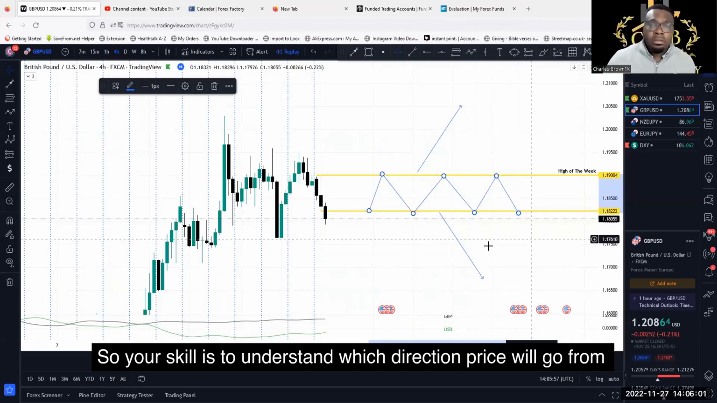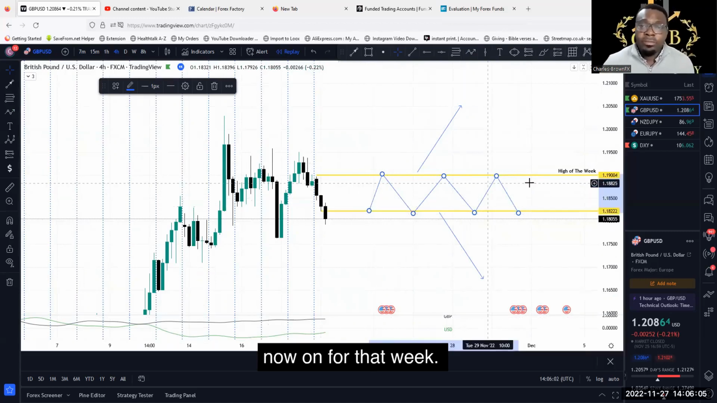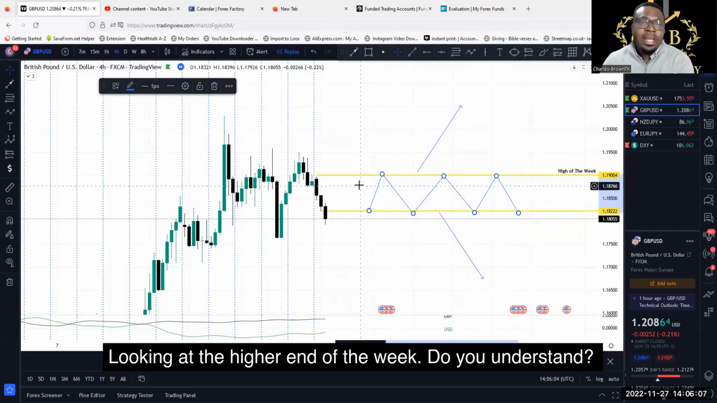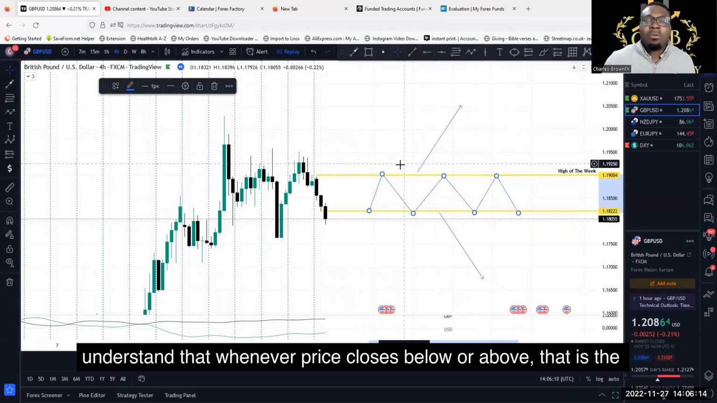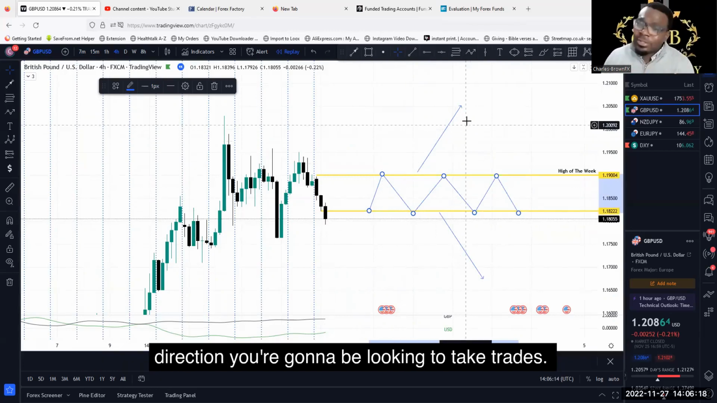So your skill is to understand which direction price will go from now on for that week, looking at the high and low of the week. Do you understand? With this strategy, it's very important to understand that whenever price closes below or above, that is the direction you're going to be looking to take trades.